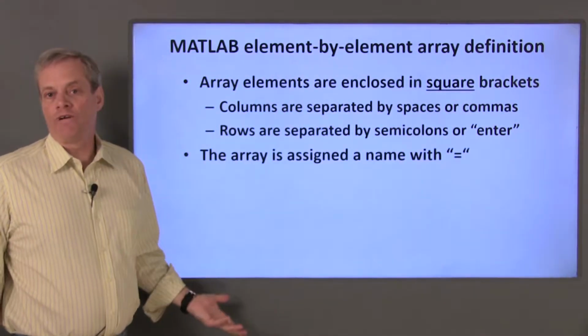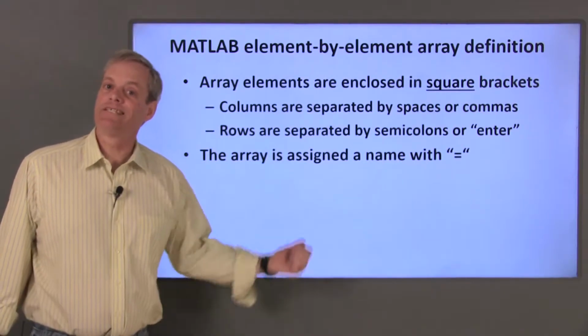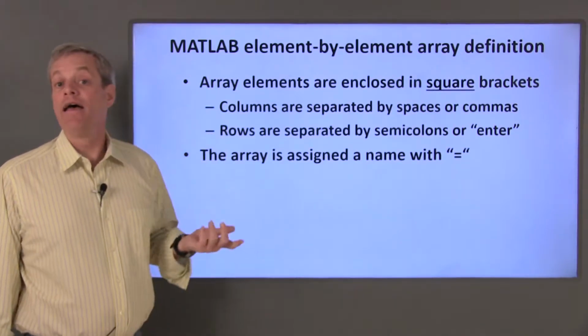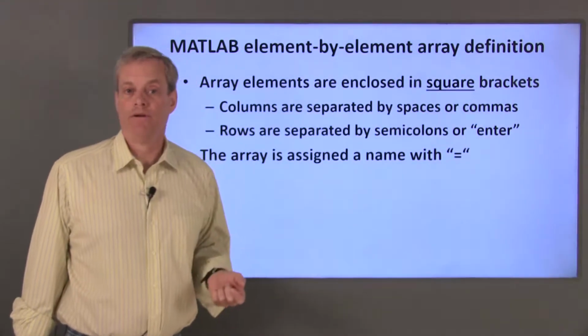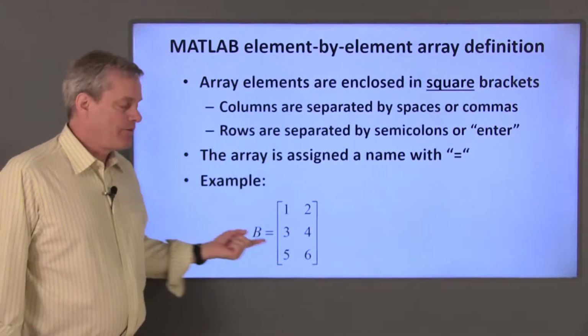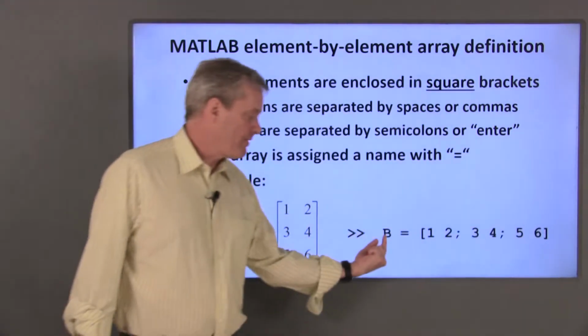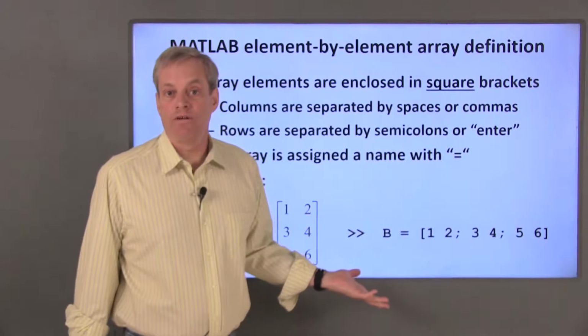All variables that you create in MATLAB must be assigned a name. The variable name is placed to the left of an assignment operator, which looks like an equal sign, and the values in the array are placed to the right of the equal sign. For example, consider the array B shown here. To create this array, type the variable name B, an assignment operator, and then the values in the array.